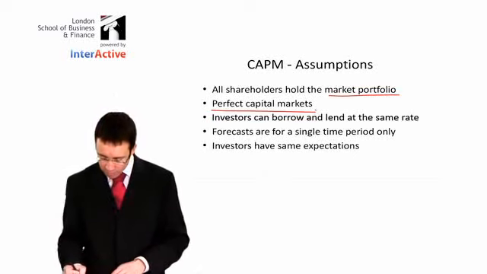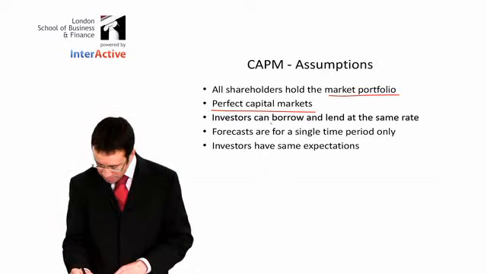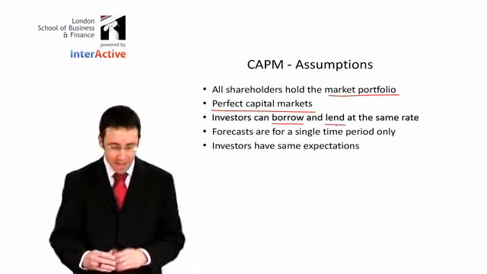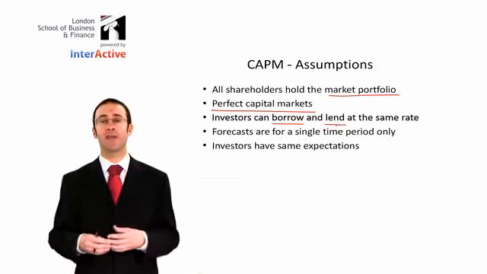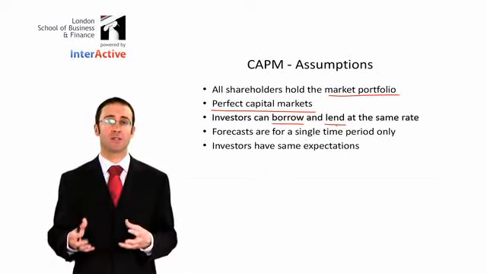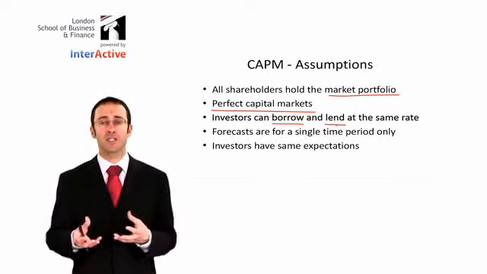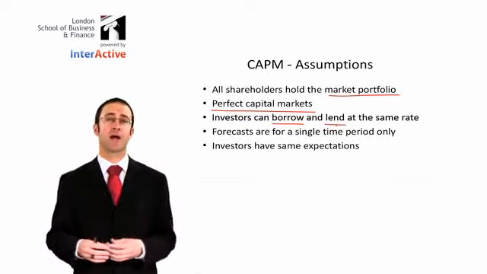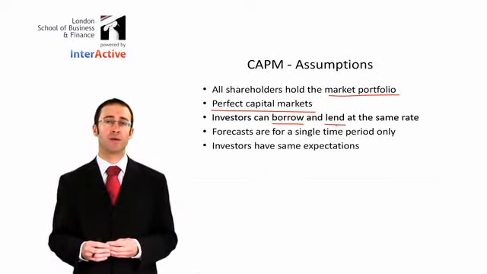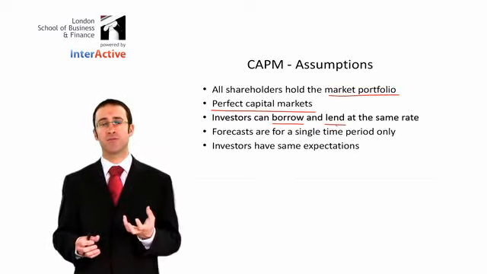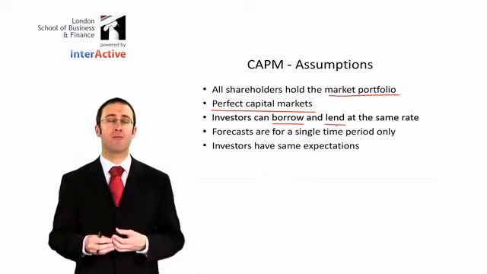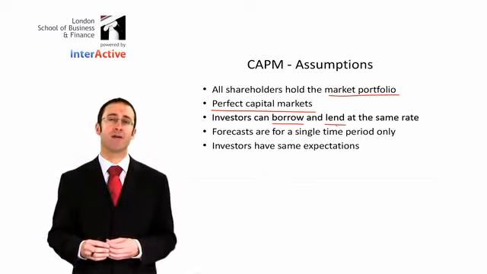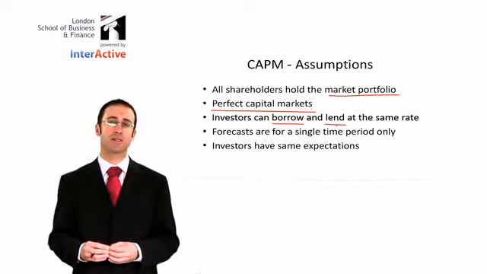Third assumption that we've got is that your investors can borrow and lend at the same rate. So they're borrowing and lending at your risk-free rate. So that then forms the first step, the first part of your capital asset pricing model formula. The fact that you take your risk-free rate of return and then add on a beta factor applied to that risk premium that we have for investing on the markets.